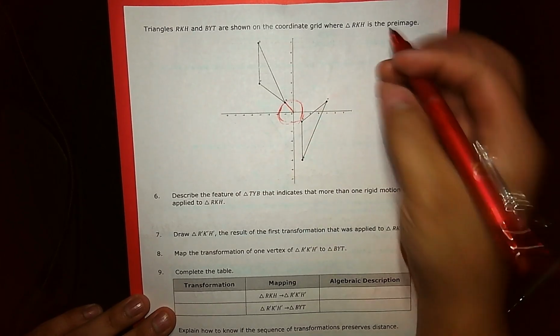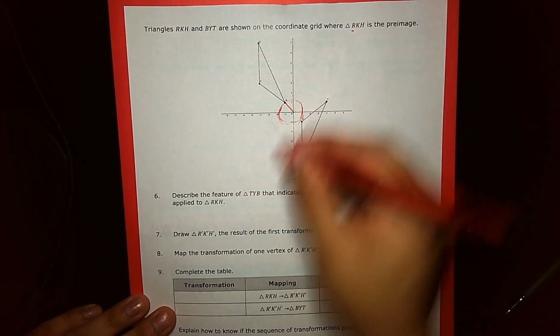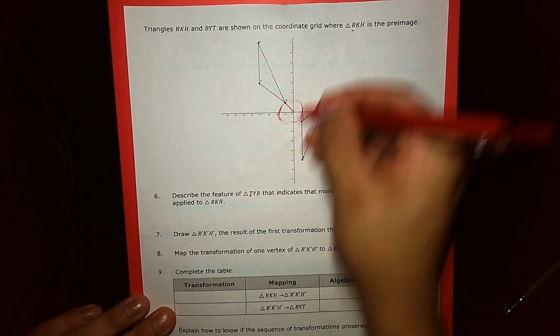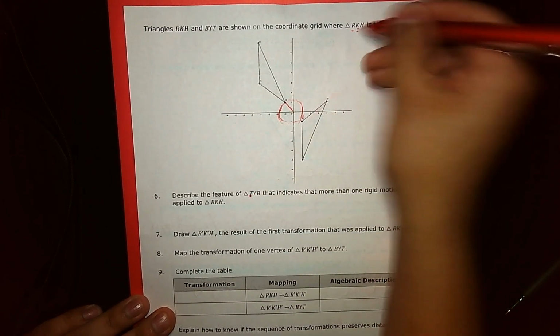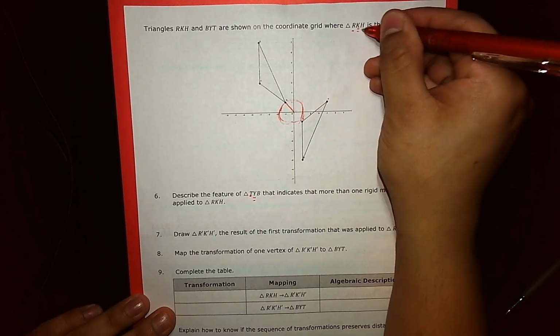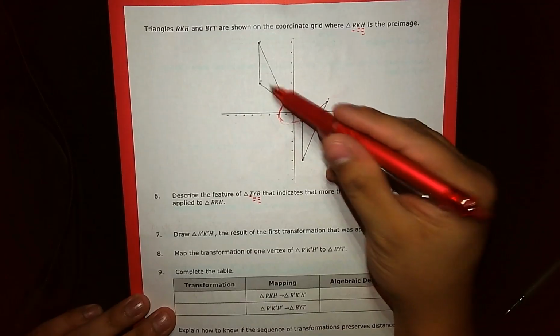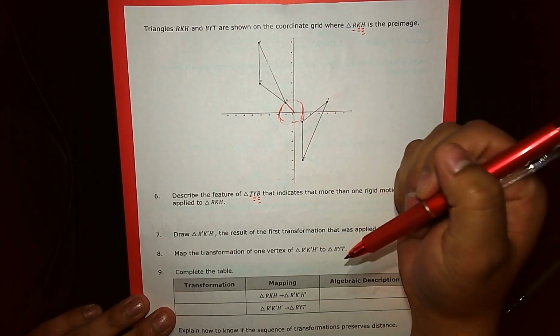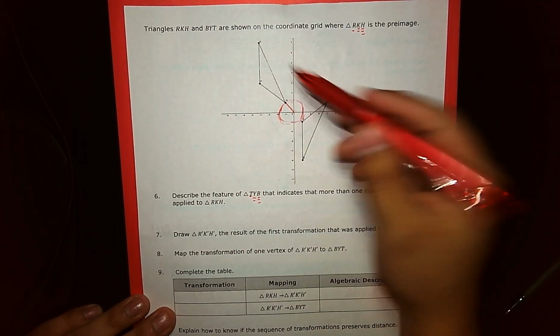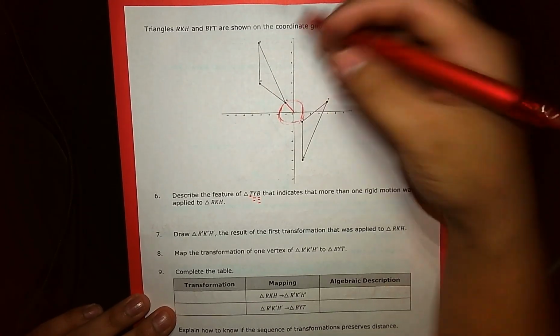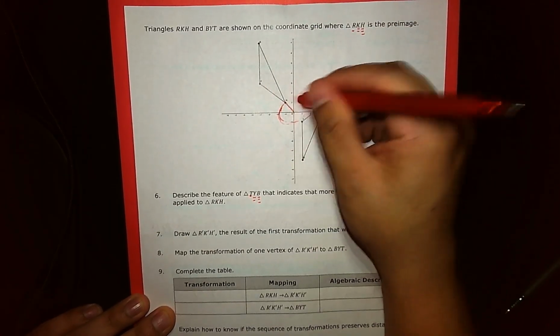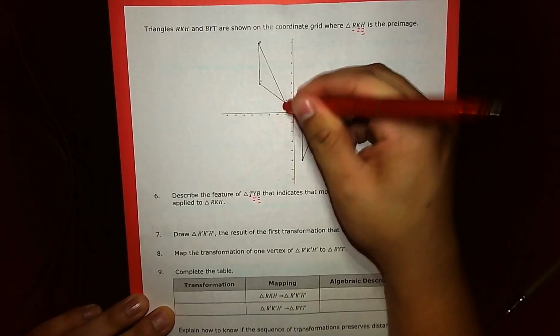One way to think about it: R must fall onto T, K must fall onto Y, and H must fall onto B, if this was the pre-image of that triangle. And the same thing applies to point K. I'm going to erase this here just so you can see what I'm talking about.